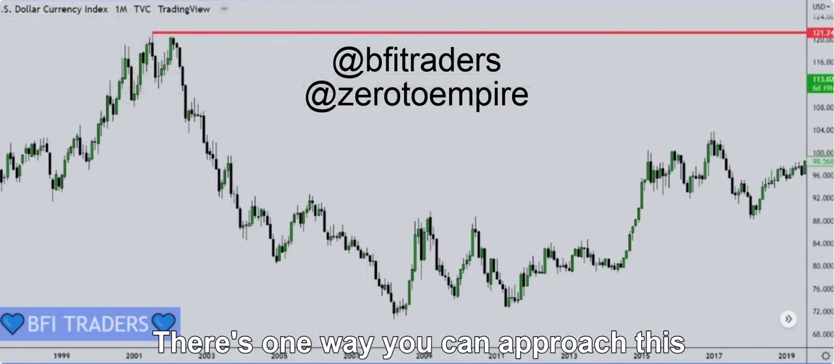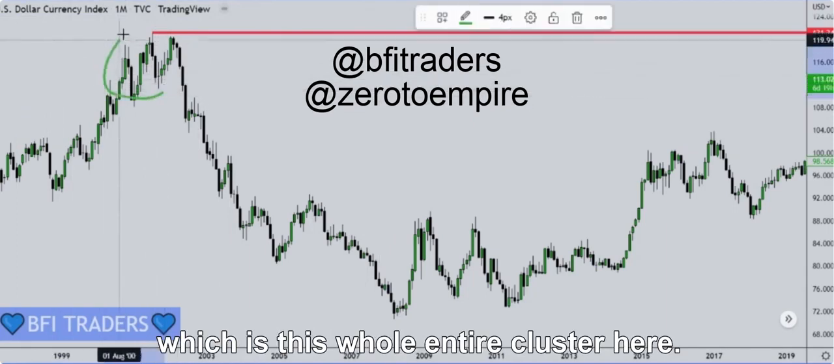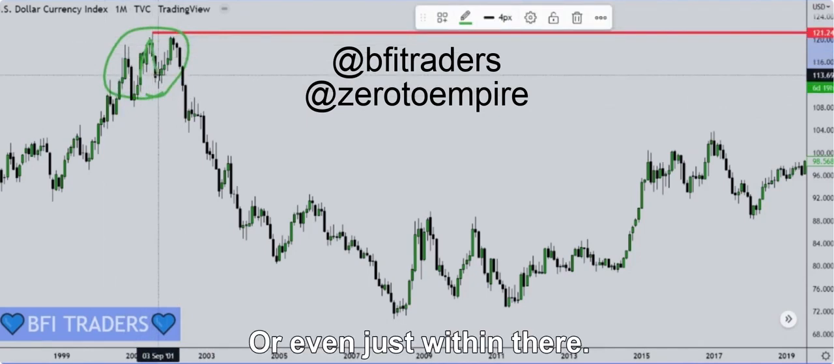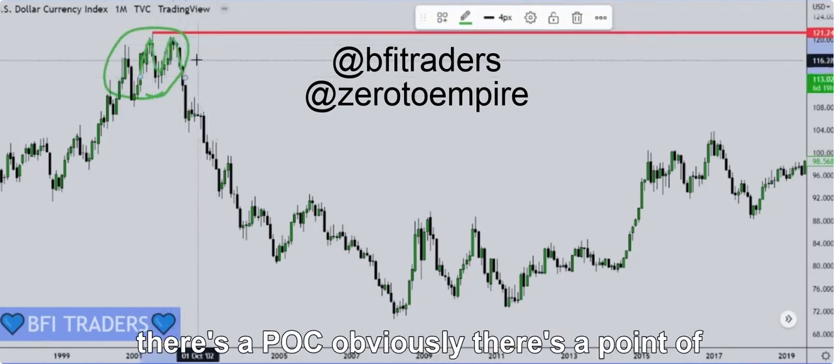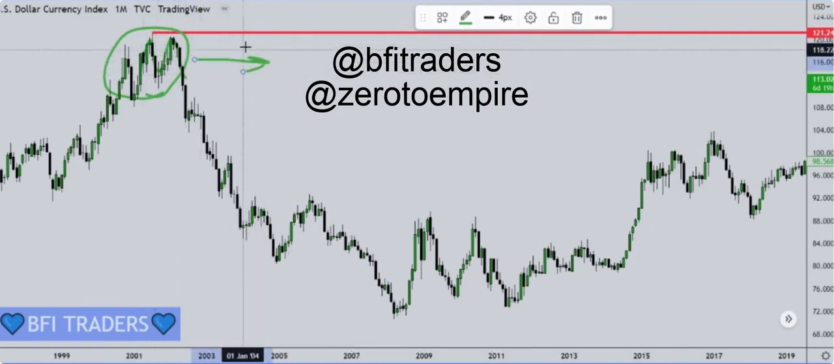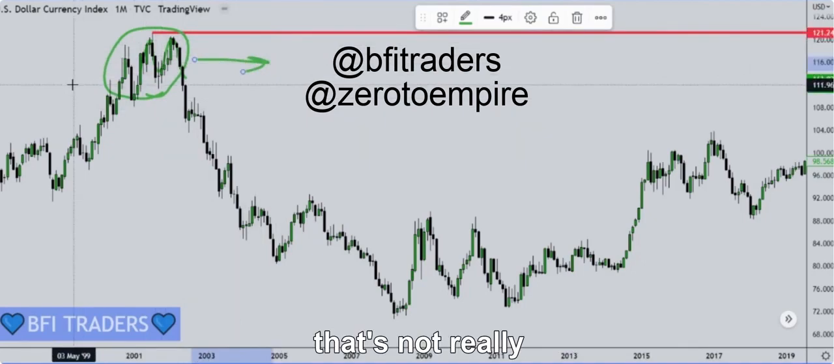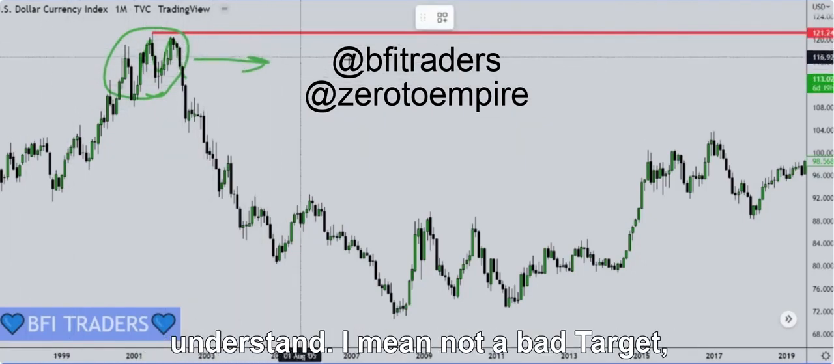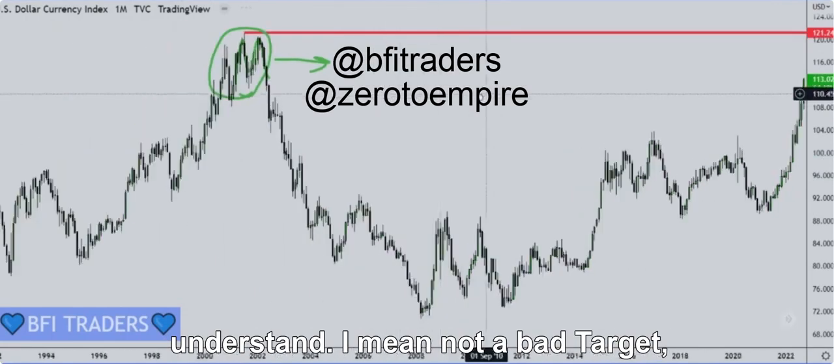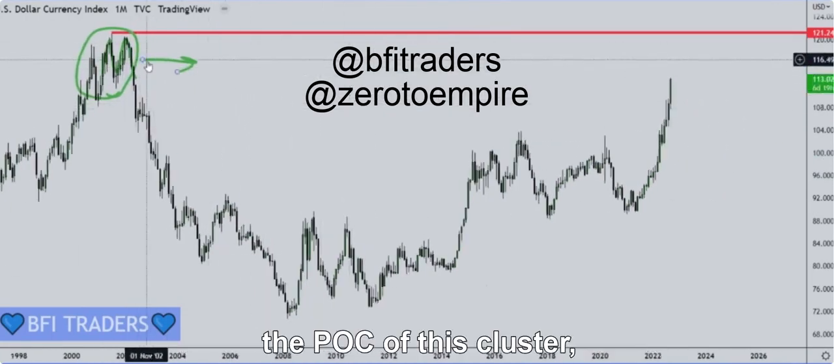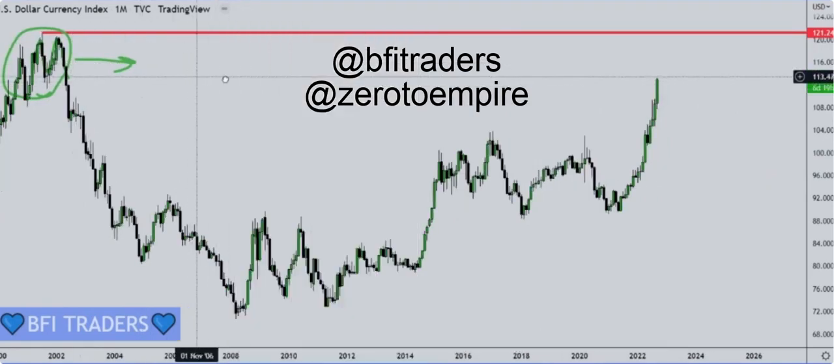There's one way you can approach this, which is this whole entire cluster here, or even just within there. Okay, there's a POC, obviously. There's a point of control within every cluster of candles. Now, that's not really the base or anything, but it's important to understand. I mean, not a bad target, the POC of this cluster.